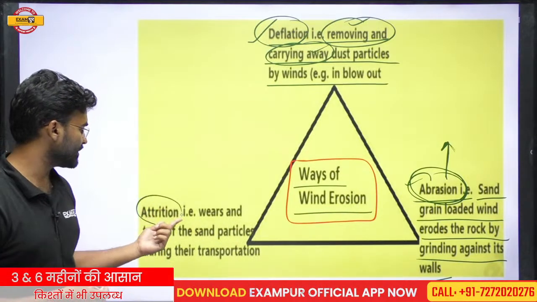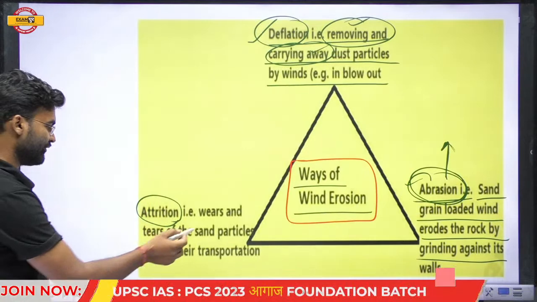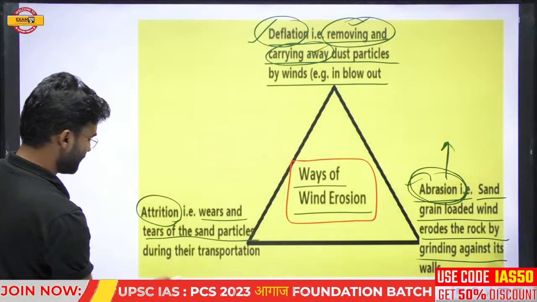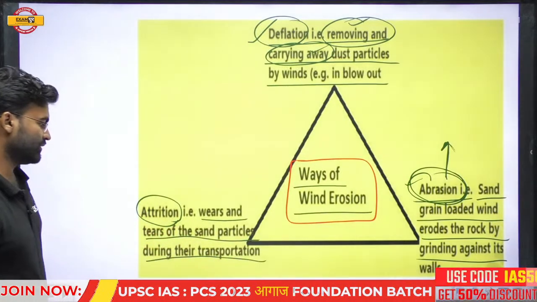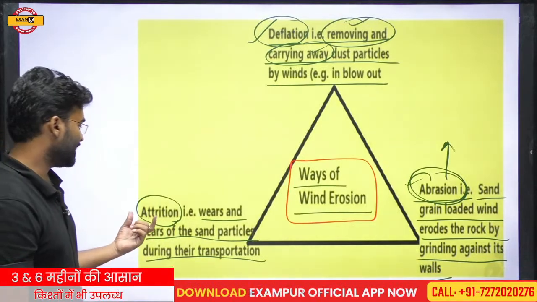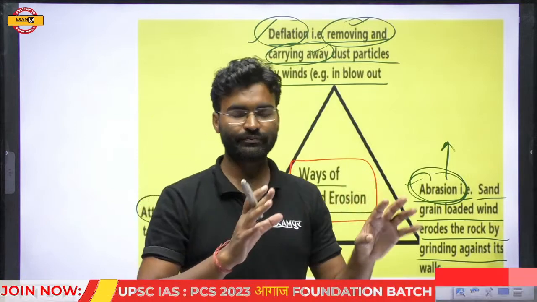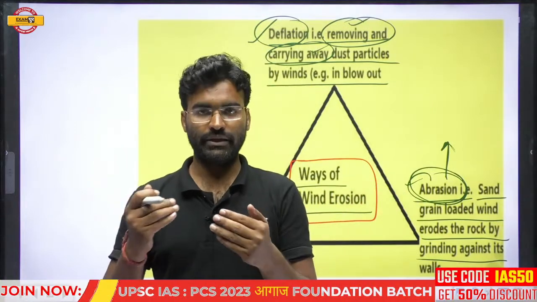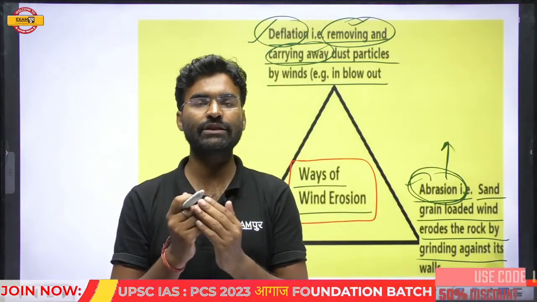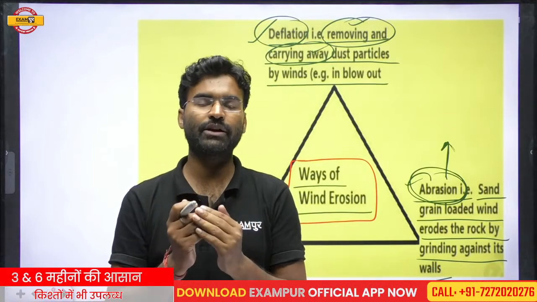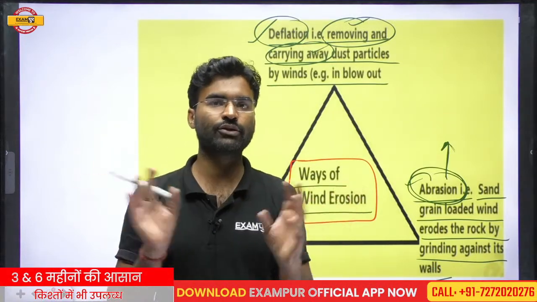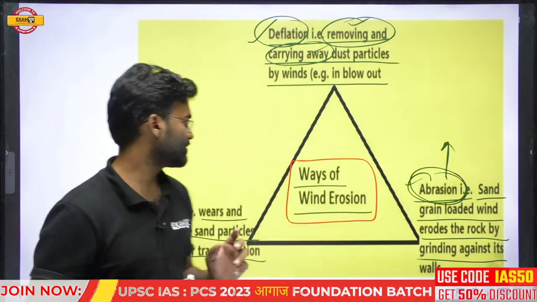The third one is attrition. Attrition is the wear and tear of sand particles during transportation. If the sand particles are moving with the air, they also collide with each other, and after the collision the sand particles break into tiny particles. This is attrition.